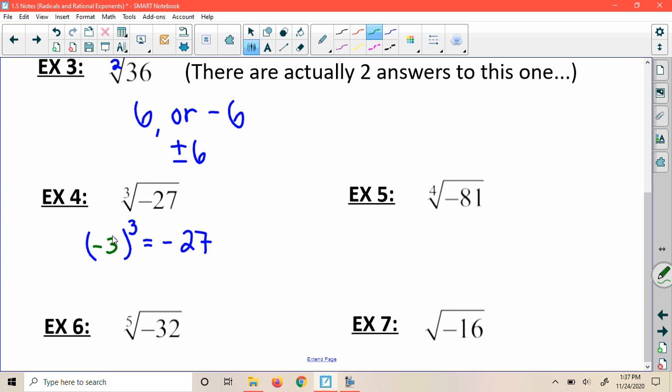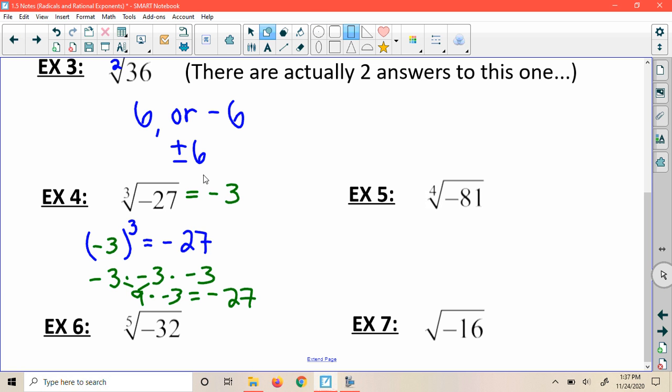So does that really come out negative? Negative 3 to the third power is negative 3 times negative 3 times negative 3. If you multiply these two together, you get a positive 9 times that negative 3. And hey, it really is negative 27. So that was just fine. The answer ends up being negative 3. No problems there.